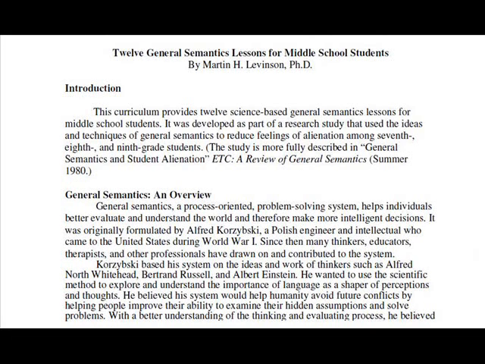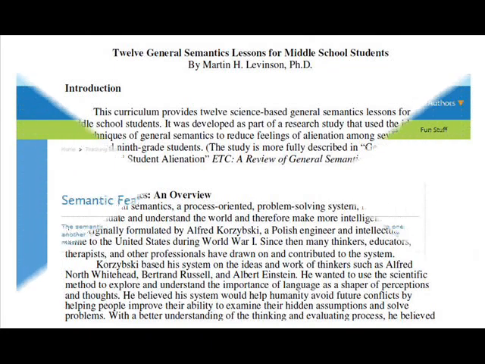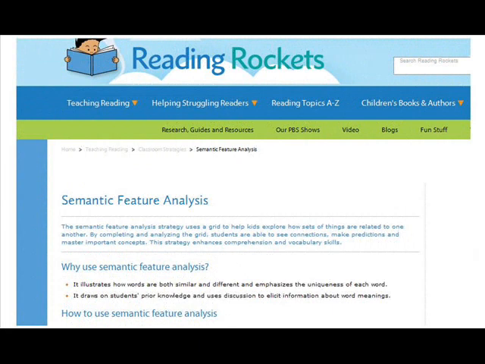Twelve general semantics lessons for middle school students is linked to the semantics subtopic. These lessons are especially helpful. They were developed as a part of a research study that used the ideas and techniques of general semantics to reduce feelings of alienation among 6th, 7th, and 8th grade students.